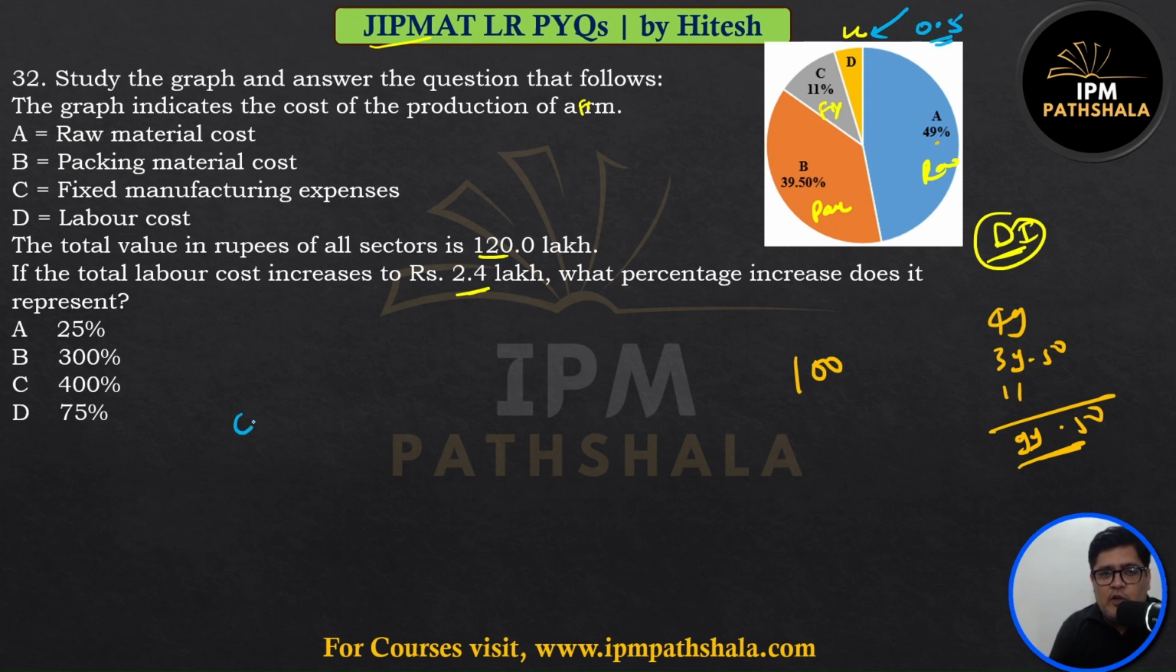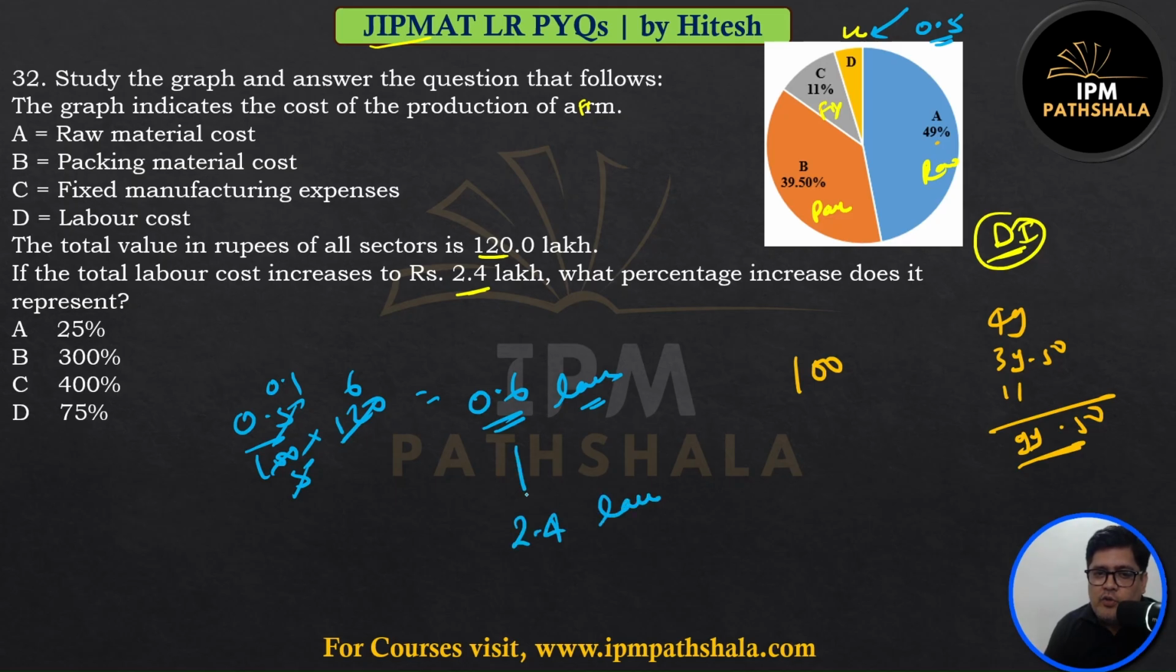What is 0.5 percentage of 120? This is 20 into 6. This is 20 into 5. Cancel, cancel. So 0.6 lakh rupees is the labor cost. Now the new labor cost is 2.4 lakh. So when a number becomes four times, the growth is 300%.